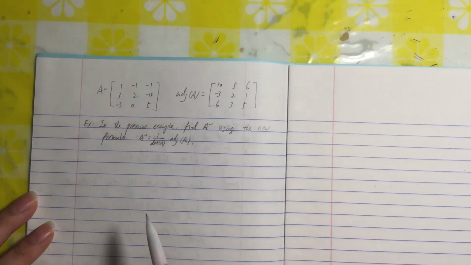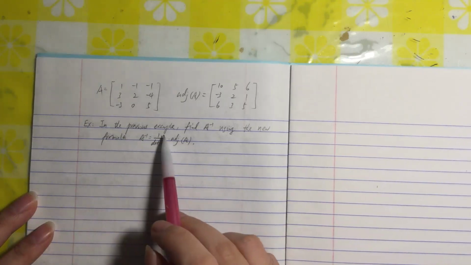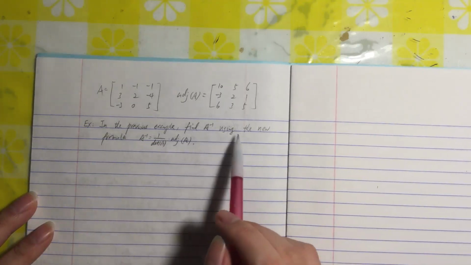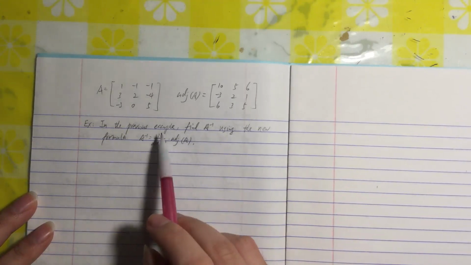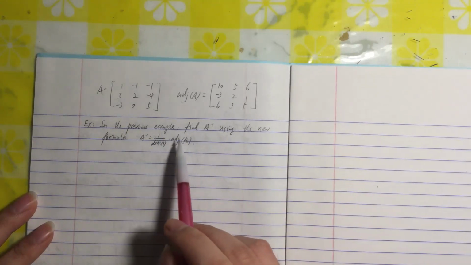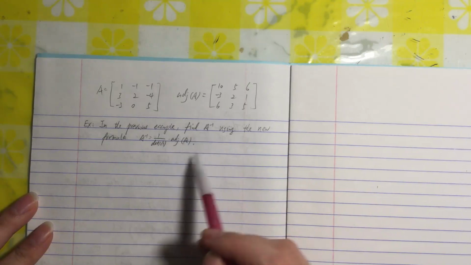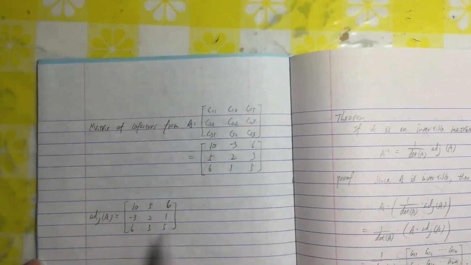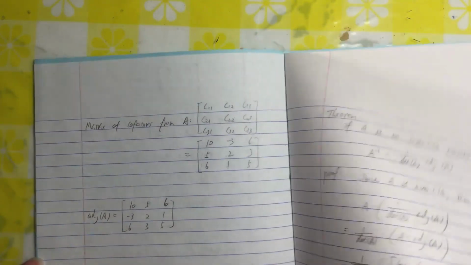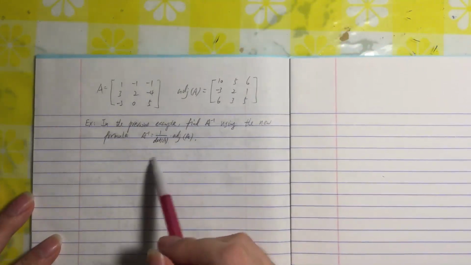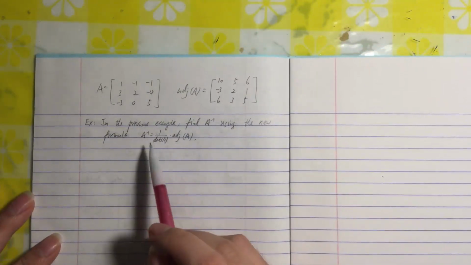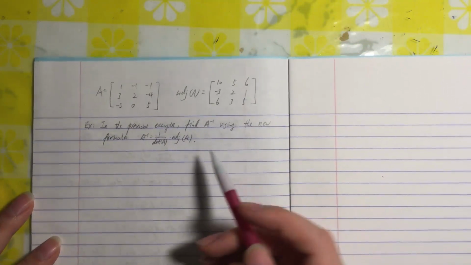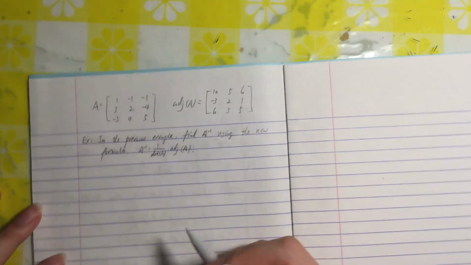Next, let's create an example. In the previous example, find inverse of A using the new formula. Inverse of A equals 1 over determinant of A times adjoint of A. In the previous example, that's matrix A, and that's adjoint of A. We try to find inverse of A using the new formula. So let's find determinant of A first.